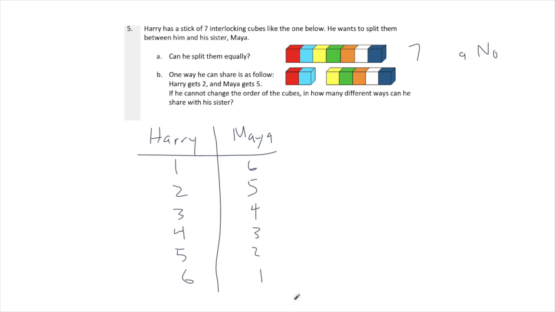So we can count these up and we get that there are 6 ways Harry and Maya can share the cubes. So the answer to part B would be 6 ways.